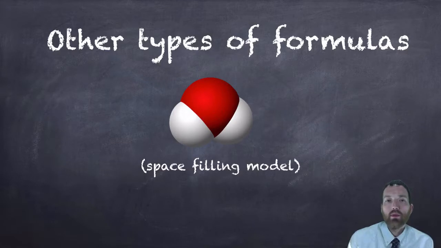A little more accurate representation might be something like this. This is a space filling model. Like I said, the bonds aren't little sticks that connect these spheres. The bonds are just kind of these attractions between the atoms and their electrons, the nuclei and their electrons. But this might be how this molecule might look more in real life.